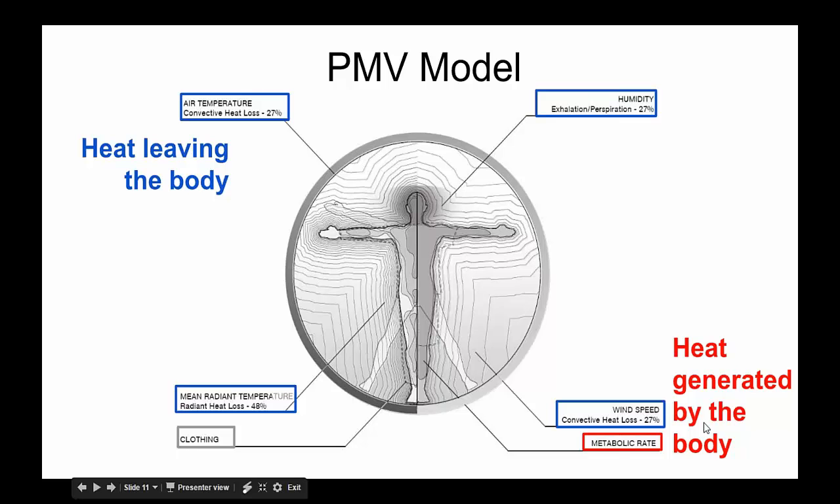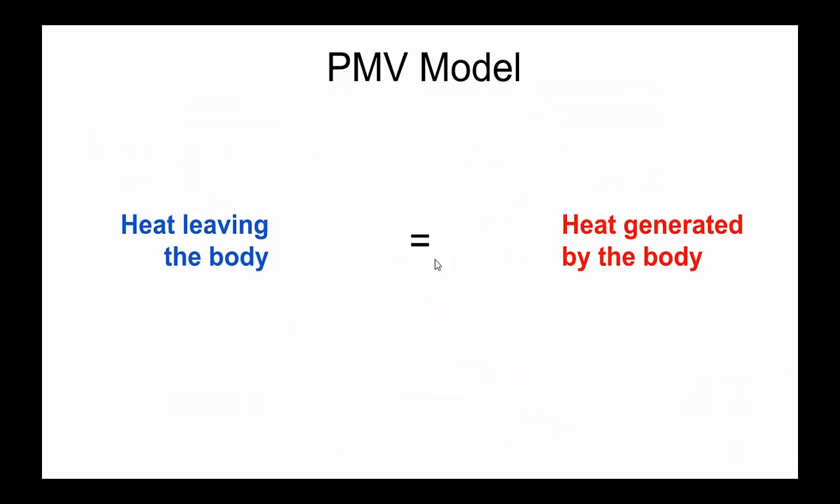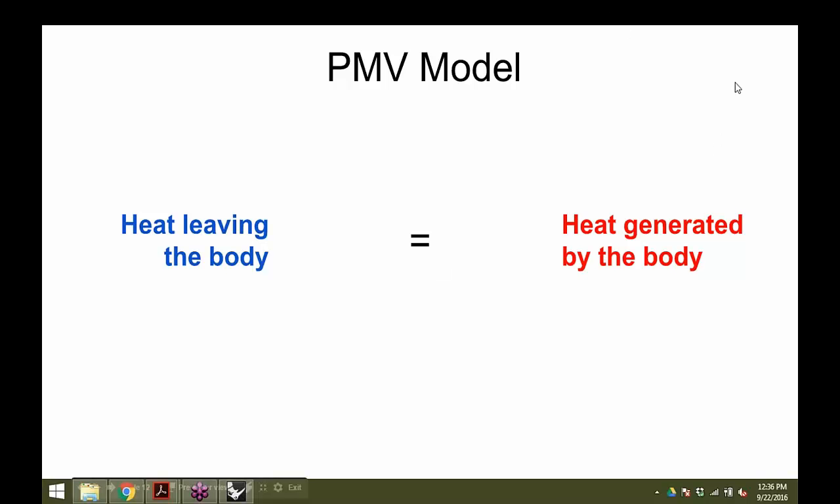And essentially what he's doing is that he's balancing the heat that is generated by the body through the metabolic activity with the heat that leaves the body through these other different environmental sources. And of course clothing, which mitigates in between these two. And so he basically just said he used the first law of thermodynamics, and he said that the heat leaving the body has to equal the heat that's generated by the body.